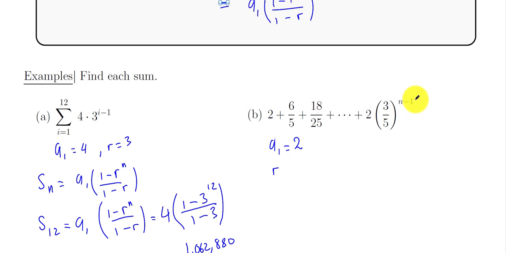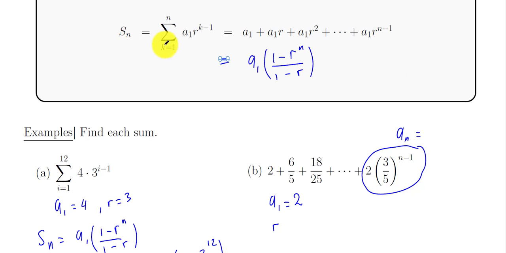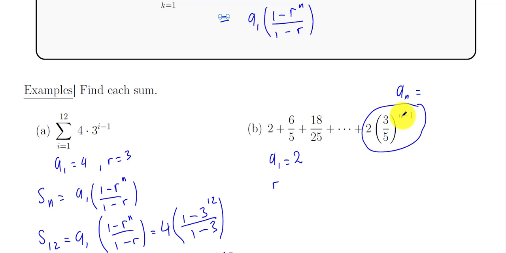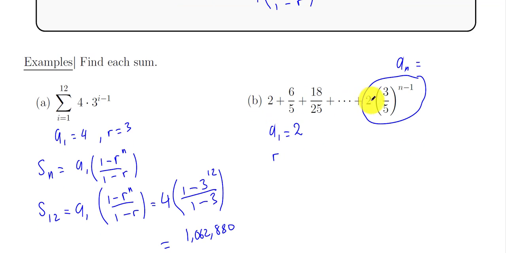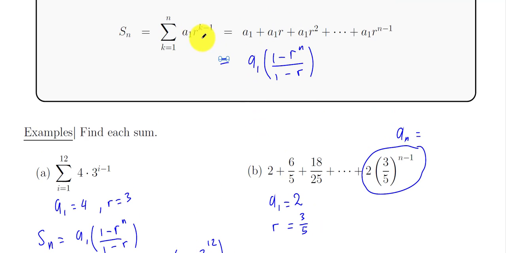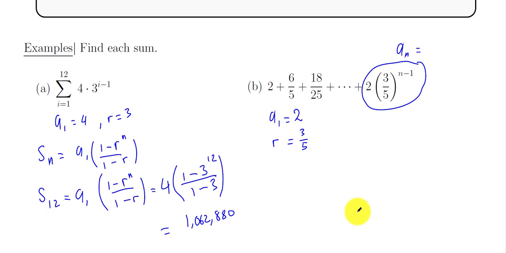So we go back to the general term, an, right? It is given as the first term, a1, multiplied by the common ratio r to the k minus 1 power, in this case, n minus 1 power. n and k are the same thing. They just use a different letter. So a1 is the first number here, the coefficient, and r is just the ratio here, which is 3 over 5. Comparing to this formula, r is 3/5.